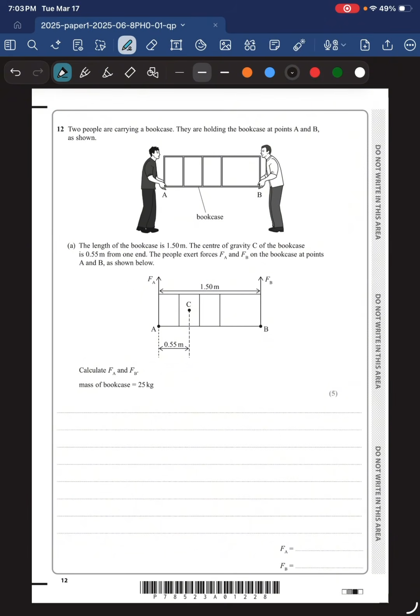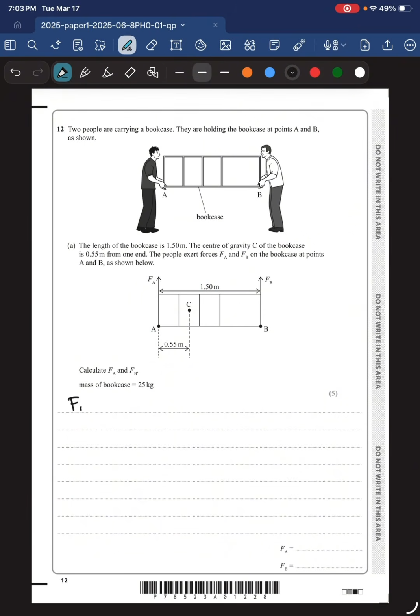All right, question 12. Two people are carrying a bookcase. They are holding the bookcase at points A and B as shown. The length of the bookcase is 1.5 meters. The center of gravity C of the bookcase is 0.55 meters from one end. The people exert forces FA and FB on the bookcase at points A and B as shown below. Calculate FA and FB, and they give you the mass of the bookcase.